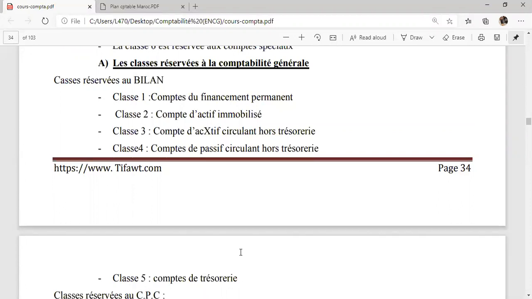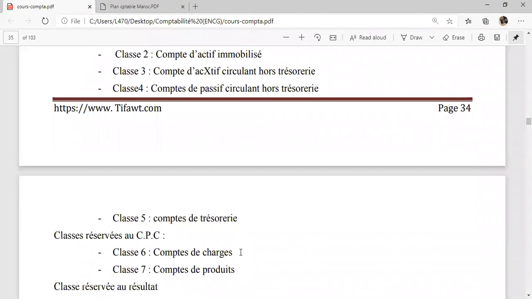Okay, let's see. Moving on to the CPC. The CPC also has classes which strictly belong to it. We have class 6 and class 7. Class 6 is the compte de charge. These are simply expenses, like electricity bills, salaries, and so on. They fall under the CPC. And we have class 7, which is the compte de produit. The produit in this instance are our incomes.